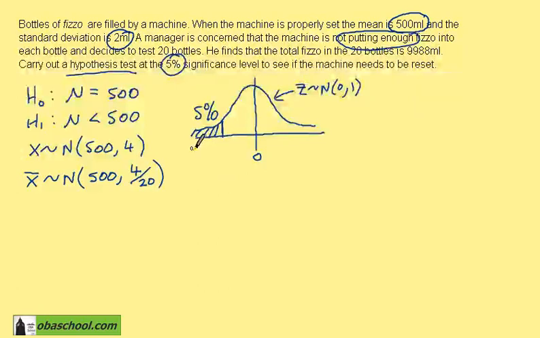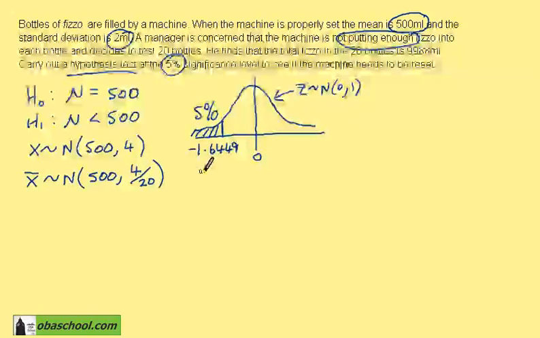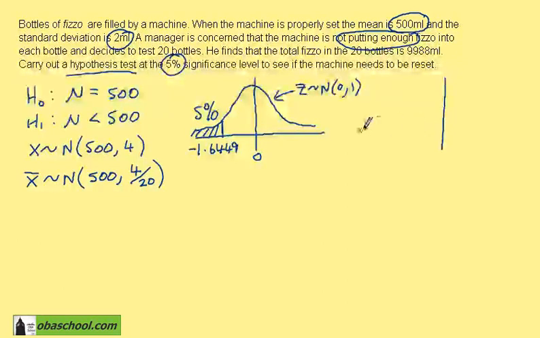Looking up tables, this is minus 1.6449. I have quite accurate tables. You might not get this many decimal places in yours. We can use this to find the critical region for our test.